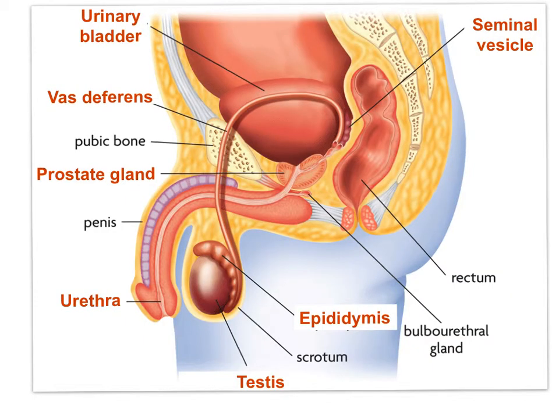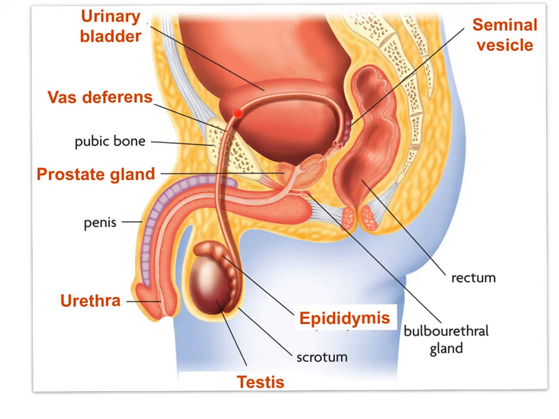Here is an image displaying the reproductive structures in the male. I will start with anatomy, proceeding in an order that starts with sperm formation and follows the route of sperm release. The sperm are formed within the testes here, within tubules known as seminiferous tubules. The sperm, once formed, move to the epididymis where they mature.